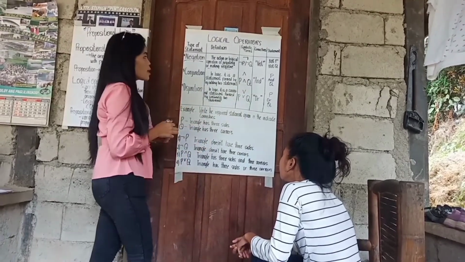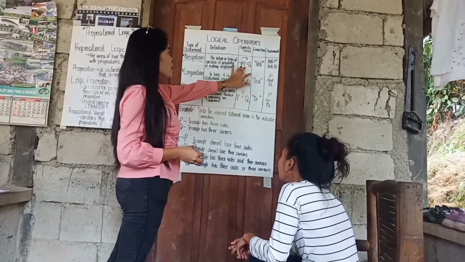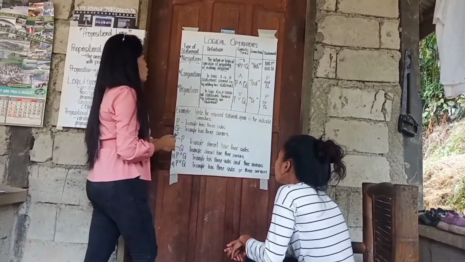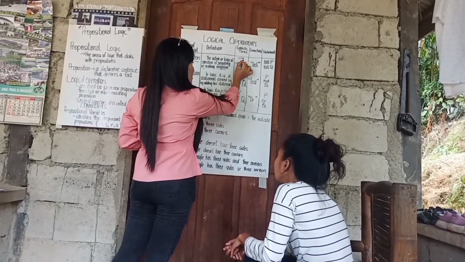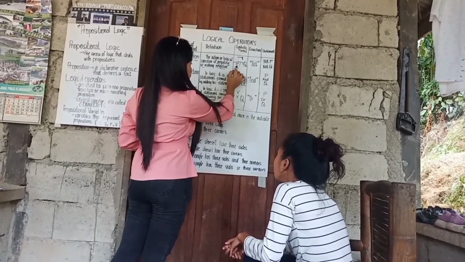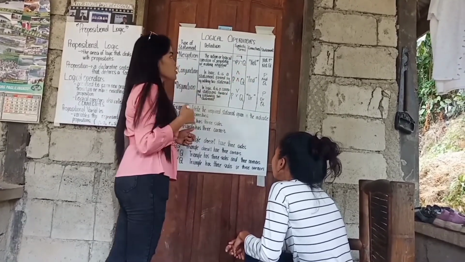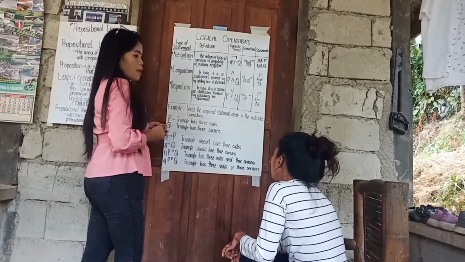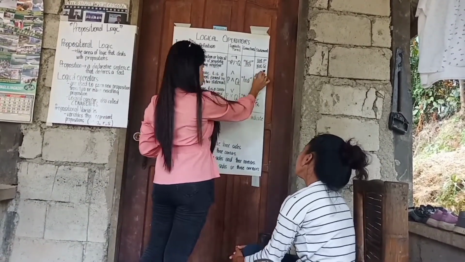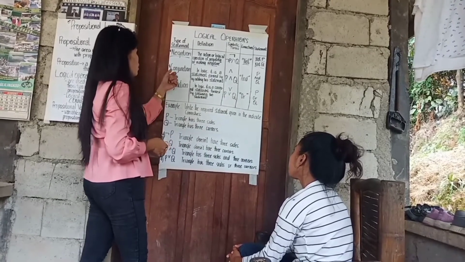So kapag ang ginamit natin propositional variables is P and Q, kapag binasa natin, when we read this symbolic form, it is the negation of P and negation of Q, which denotes the connective not. So, as you can read, the statement is not P or not Q. So, let's proceed to the conjunction.